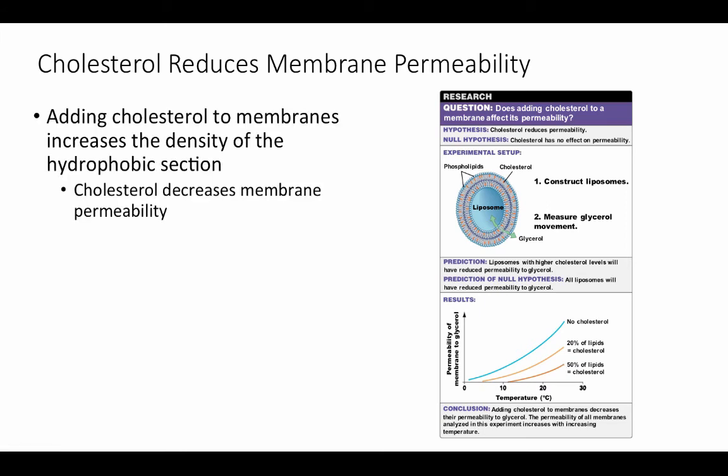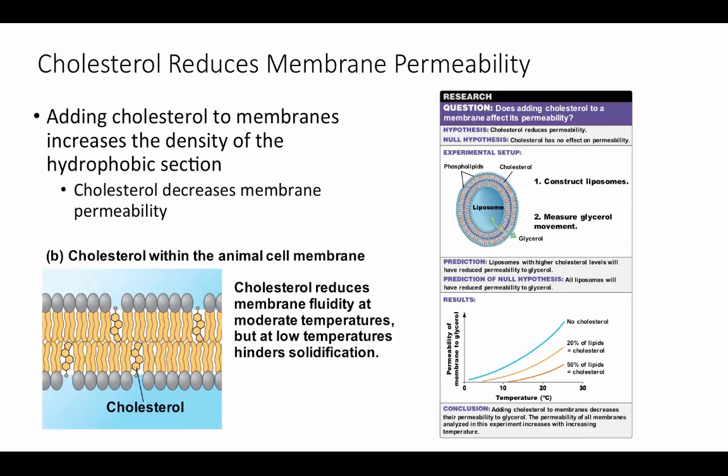So adding cholesterol to the membranes increases the density of the hydrophobic section. Remember, we said that it's going to kind of increase the packing of those tails. It decreases the membrane permeability by just increasing the density of this hydrophobic region and making it harder for materials to pass through, especially large and polar molecules.